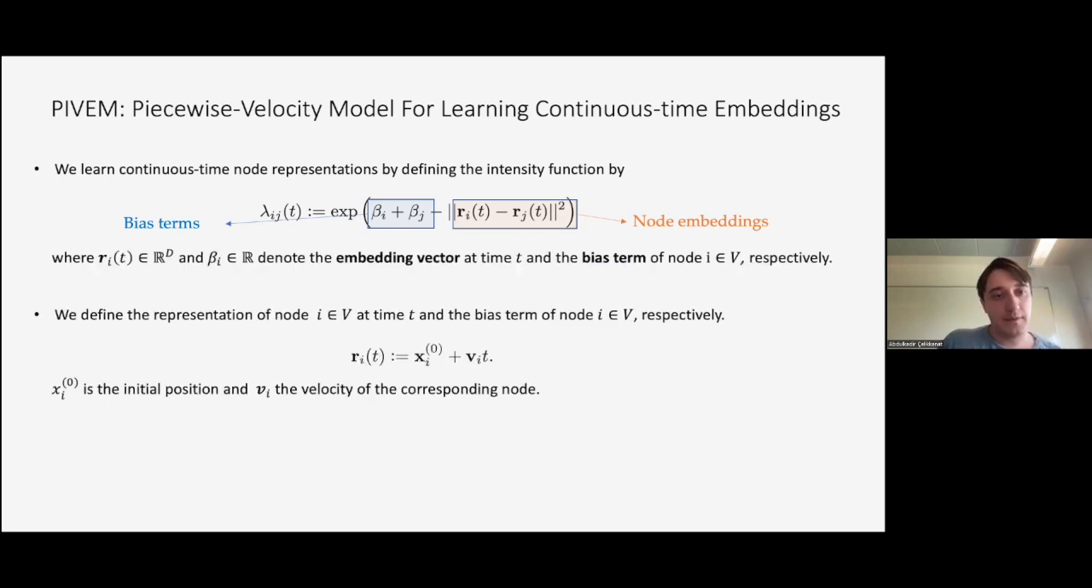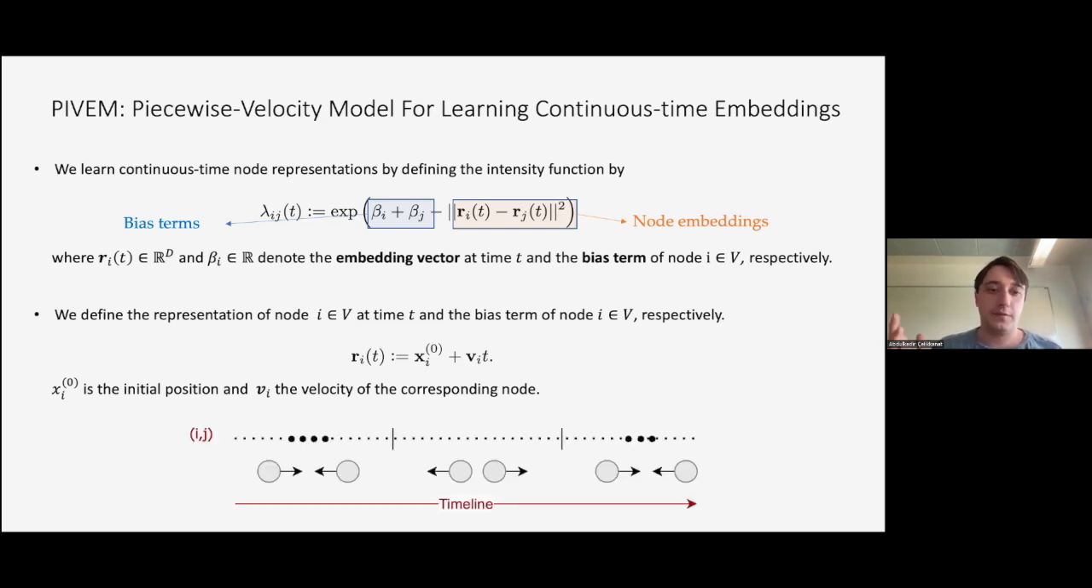So this r_i(t) is a function. We define it as a linear model with parameters x_i and v_i, which can also be thought of as the initial position of node i and its velocity vector. If we learn these parameters, then for any given time point t, we can compute the position of the node in the latent space. But this formulation provides limited capacity because nodes cannot make flexible motions in the embedding space.